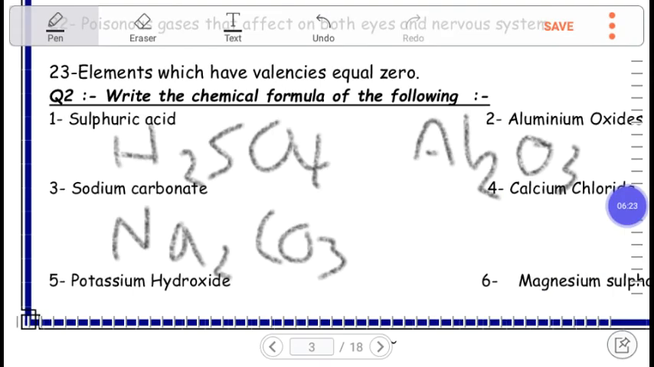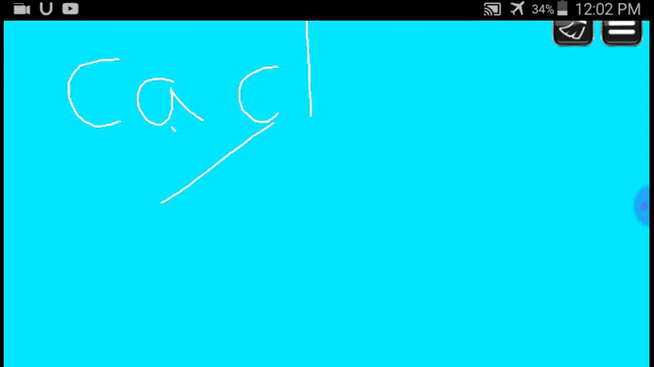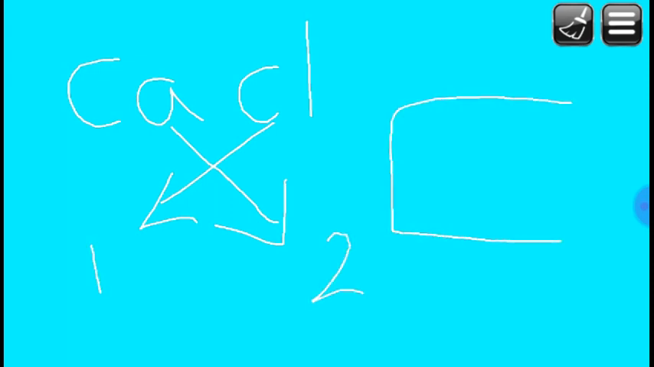Number 4, calcium chloride. The formula of calcium is Ca, and chlorine is Cl. So Ca is 2 and Cl is mono. So it forms Ca1 Cl2. So CaCl2 is the formula of calcium chloride.